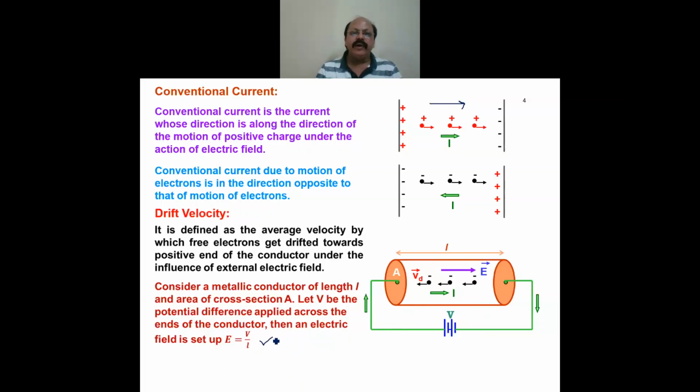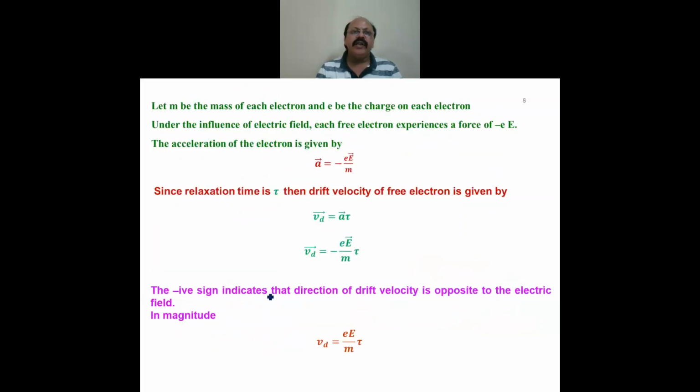Then we are going to find out an expression for the drift velocity. So as you already learned, if m be the mass of each electron and e be the charge on each electron, then under the influence of the electric field, each free electron will experience a force, and that force, you know the formula, F equal to QE. So here we are talking about electron, so in place of the Q you have to write minus e. Then the force is minus eE.